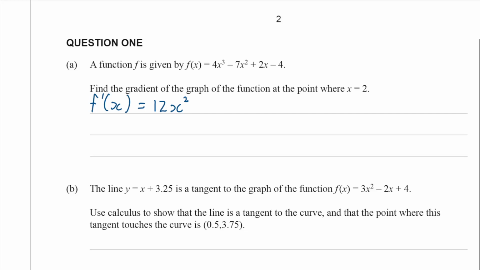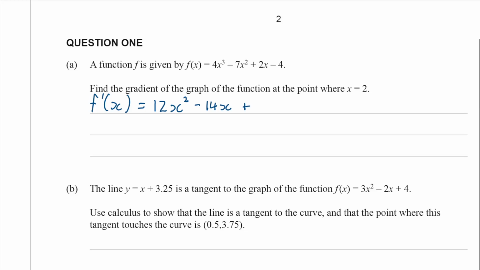Now the second term, we take the power of 2, multiply it out the front, so we get minus 7 times 2, minus 14. X, instead of to the power of 2, it'll be to the power of 2 minus 1, which is just 1. And for mathematical notation, we don't actually need to write that 1 there.